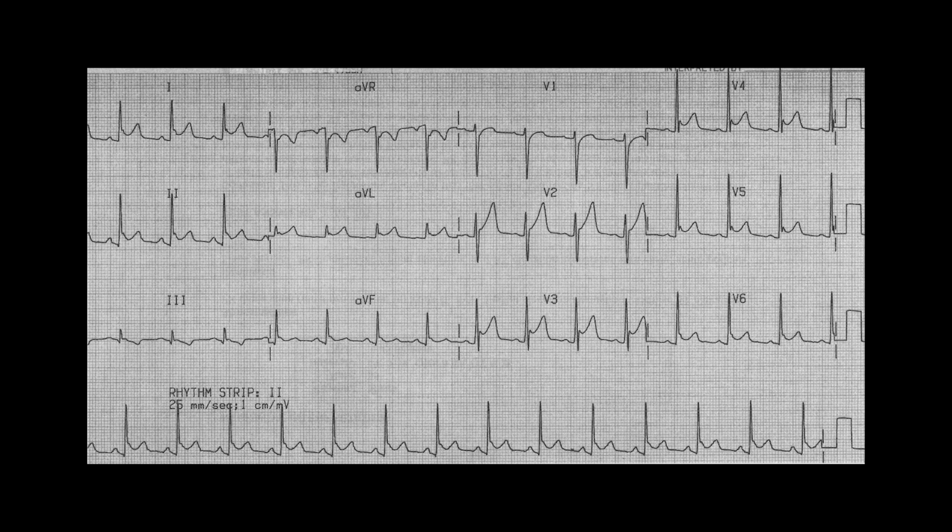A, look at the ST shape. It's concave, it's smiley face. We also see some Osborne waves. We see the fishhook pattern in V4, that little notch that occurs between the QRS and the T wave. And also, the T waves aren't very big. With acute MIs, you typically see really big T waves. Oftentimes the T waves in an MI can reach or exceed the overall height of the QRS complex.